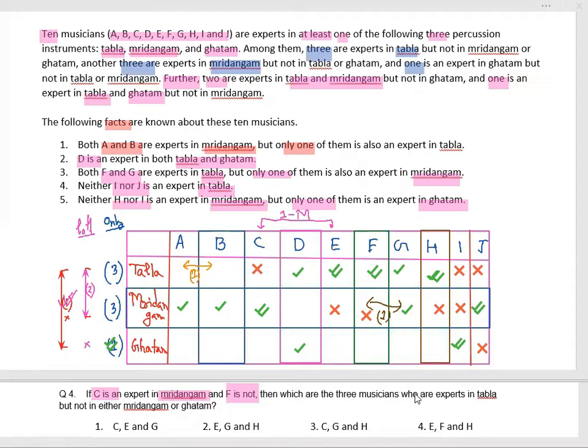Then which of the three musicians who are experts in tabla but not in either mridangam or gatham? That means as per my concept, double tick tabla. E, F and H. E, F and H. So this one would be my answer, option 4 in this case.